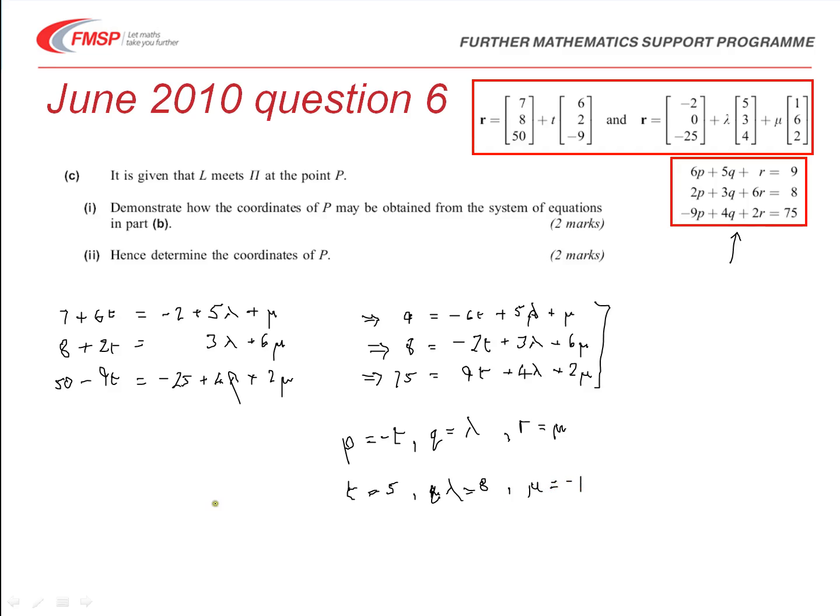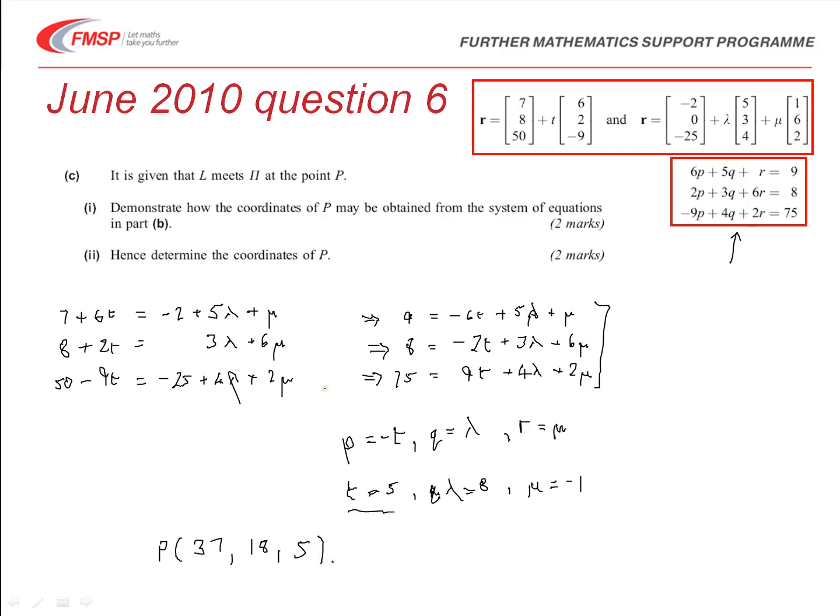Now we want the coordinate of P, so to find P we can either substitute the values of lambda and mu in to find R, or we could substitute the value of T, which is going to be 5, into there. So if we take, let's say, T as 5 and substitute in, we get 7 plus 5 times 6, so that's 37. We then get 8 plus 5 times 2, which is 18. And then we get 50 plus 5 times negative 9, which will give us 5.